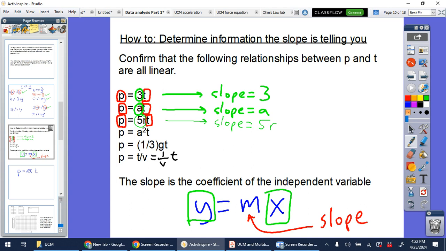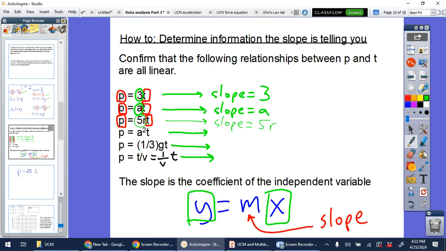All right, so why don't you guys try to see if you can do the last three, right? Why don't you see if you can tell me what the slope represents? Okay, I hope that was enough time to go through all three.